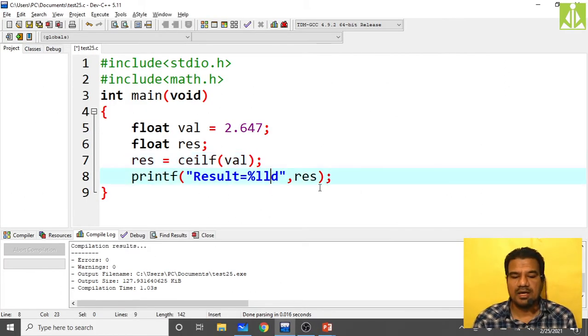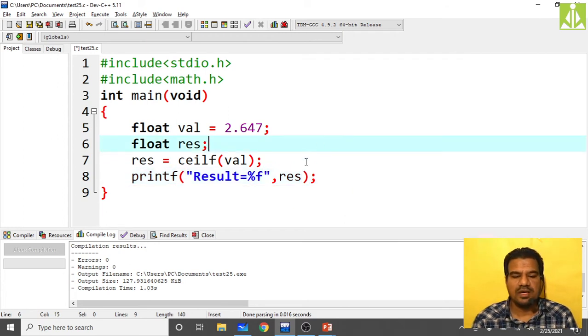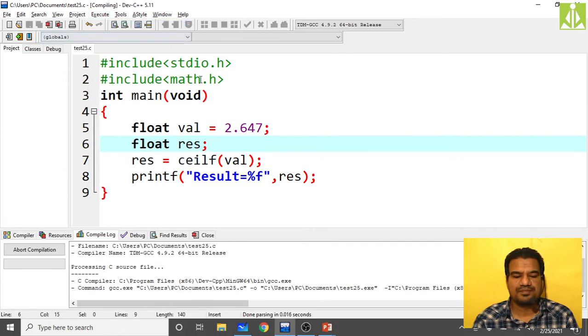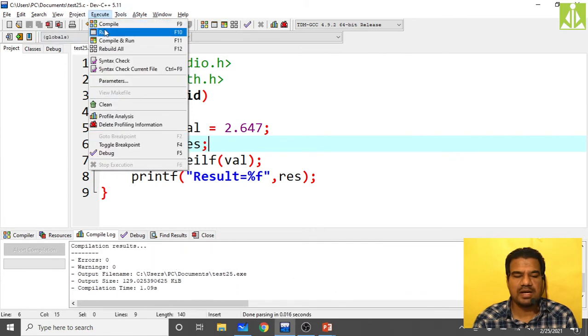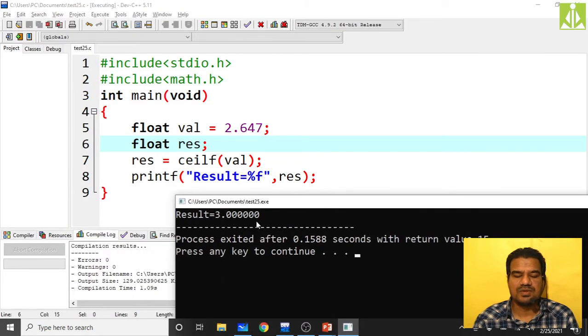So quickly, let's compile this one, and we are printing a float value, so percent f and result. Now save the program and compile the program. Compilation successful, and now run the program. See, we got 3.000000. Just forget about these zeros after the decimal point, because we are printing a float value. That's the reason why we are getting these 6 zeros after the decimal point. We need to consider only 3.